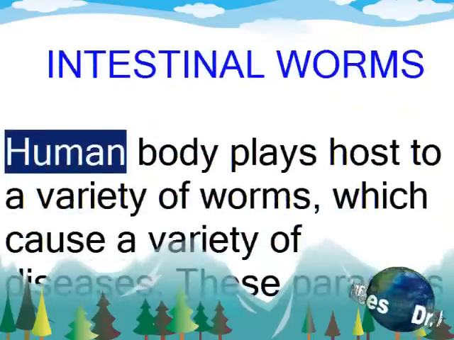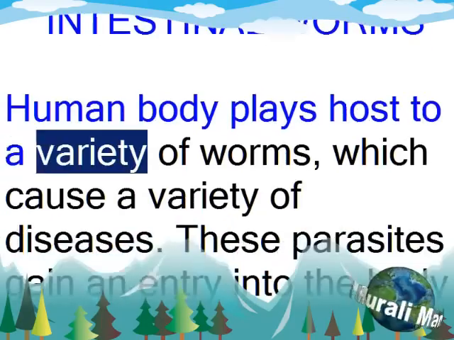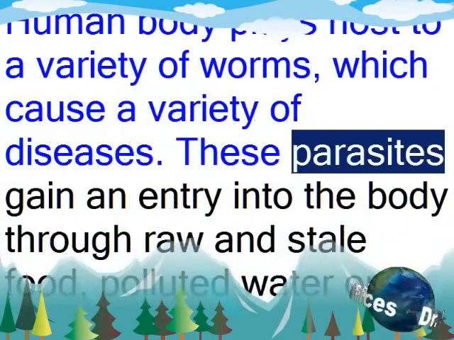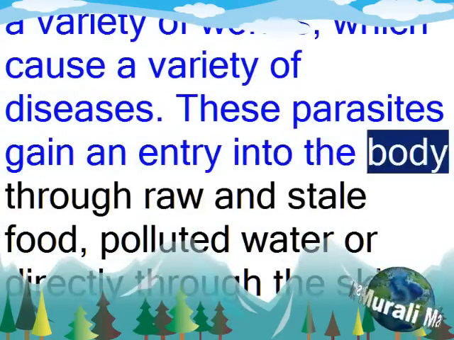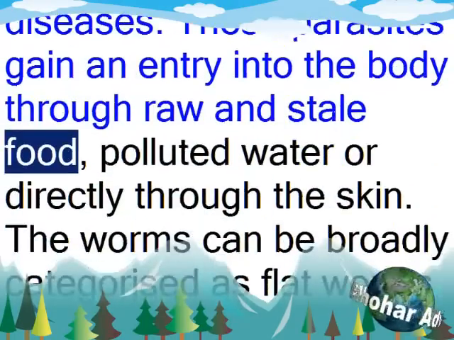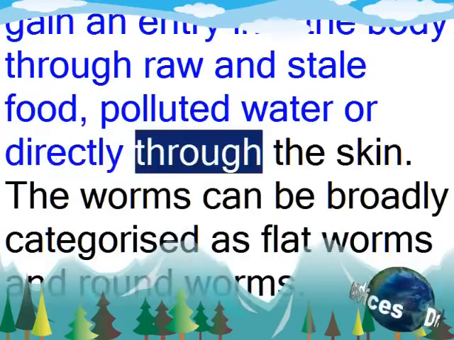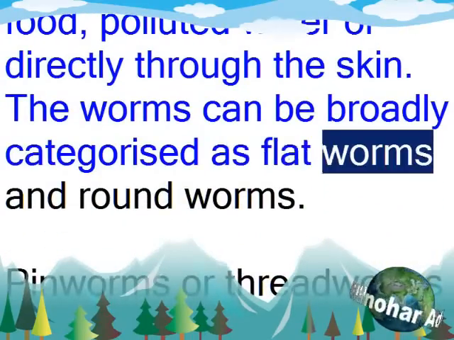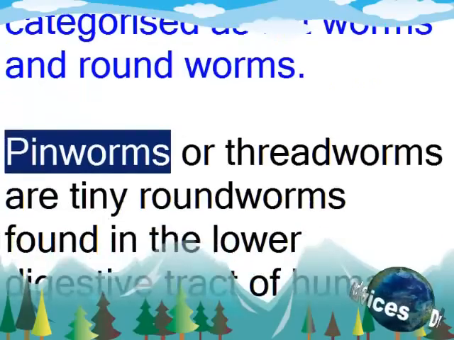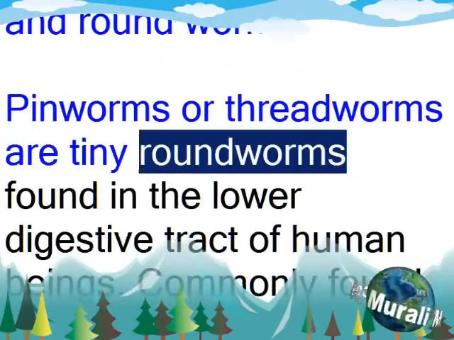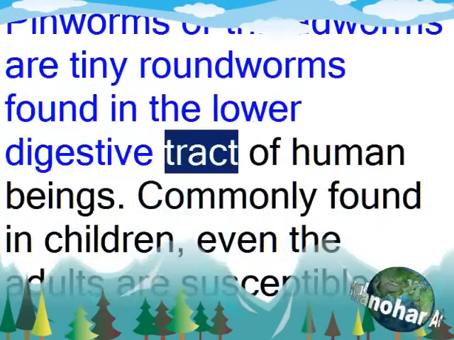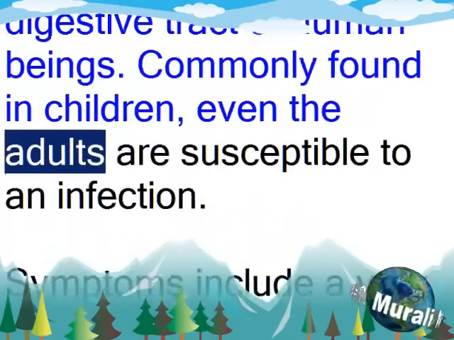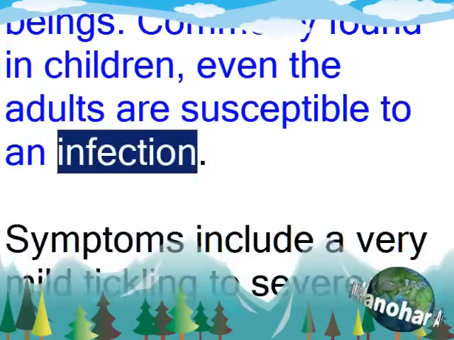Intestinal worms. The human body plays host to a variety of worms, which cause a variety of diseases. These parasites gain entry into the body through raw and stale food, polluted water, or directly through the skin. The worms can be broadly categorized as flatworms and roundworms. Pinworms or threadworms are tiny roundworms found in the lower digestive tract of human beings, commonly found in children. Even adults are susceptible to an infection.